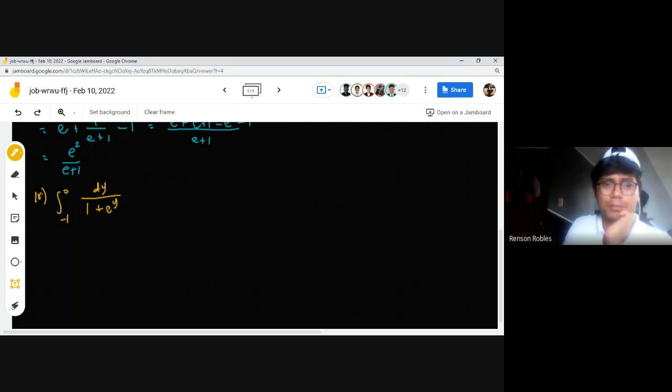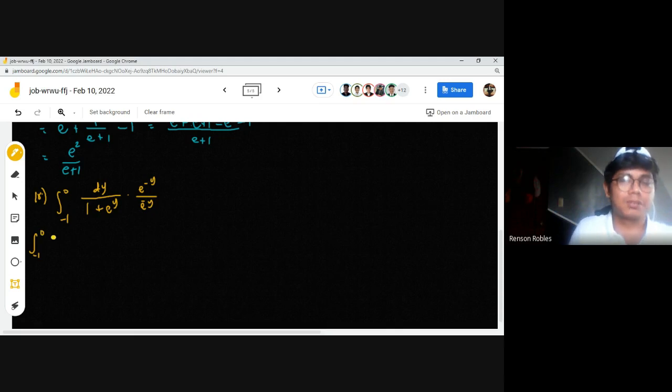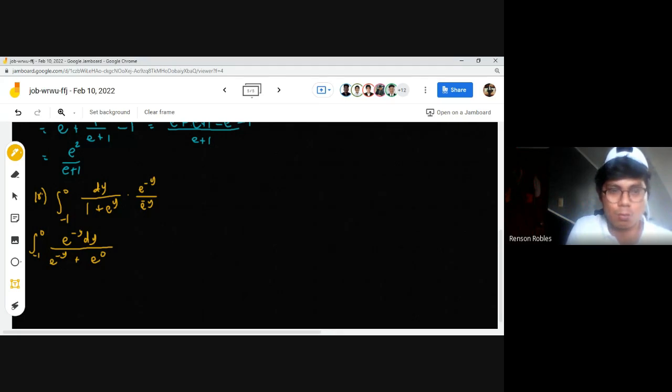Kaganyan, you just simply multiply this by e to the negative y. Okay? Yung e to the y does not help us. So let's try to multiply it by e to the negative y. And then what happens? Negative 1 to 0. Then si dy will now go together with e to the negative y. 1 times e to the negative y is e to the negative y plus e to the y times e to the negative y is e to the 0. You just add the powers, y plus negative y, and that will give you 1.